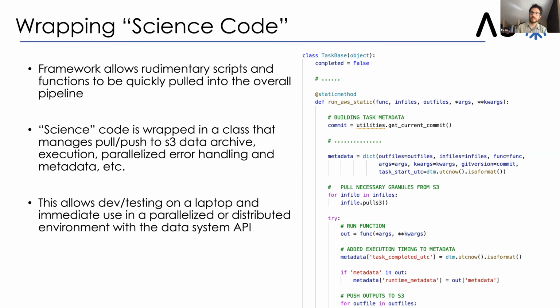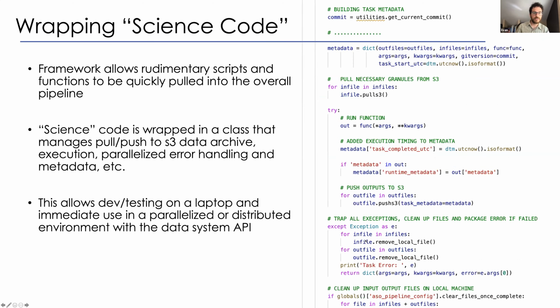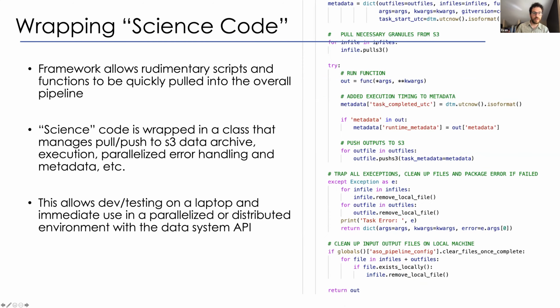So search data, well, here, just in this example, what we can do is we basically put together all sorts of metadata: the input files and output files that the function needs, the function itself, arguments, the git version, so the exact version that we use to run it, and time. Then we pull all the files, we execute the code, push up the results with all the metadata, and then we manage error handling for a parallelized run and do cleanup.